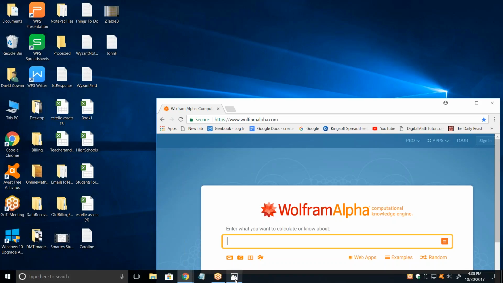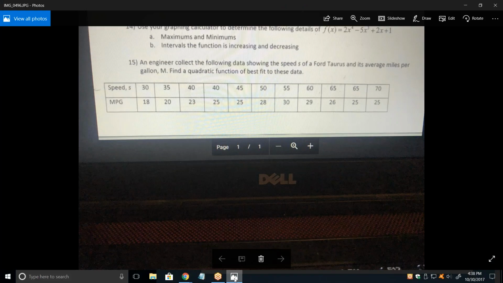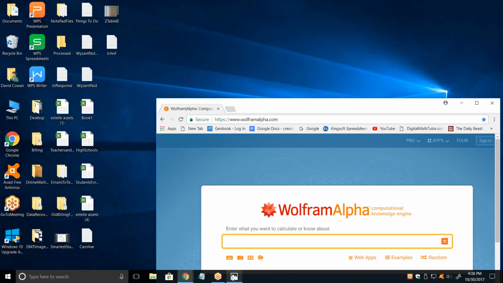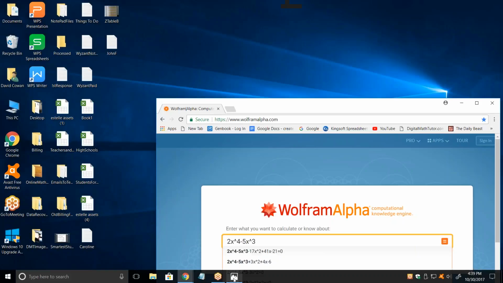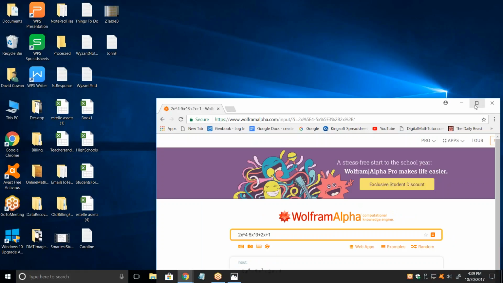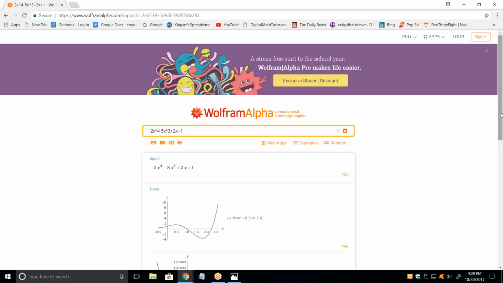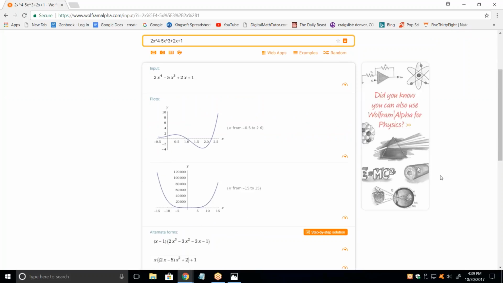And let's see, what was this function? 2x to the fourth minus 5x cubed plus 2x plus 1. Did you get something that looked similar to that?